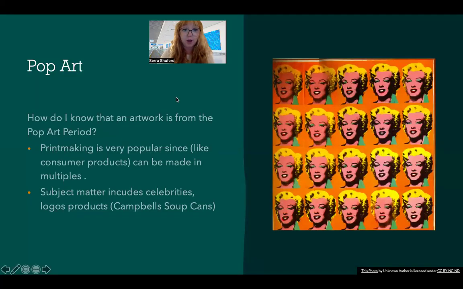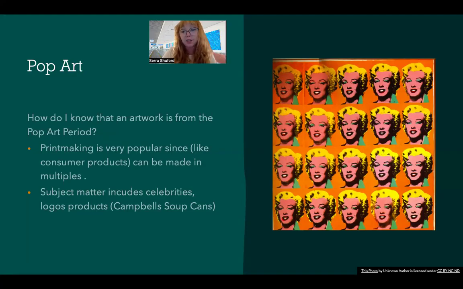So how do we know that pop art is pop art? We see a lot of printmaking. It's very popular because, like consumer products, it can be made in multiples. The subject matter includes celebrities and logo products, like the Campbell soup can painting that we've seen before.